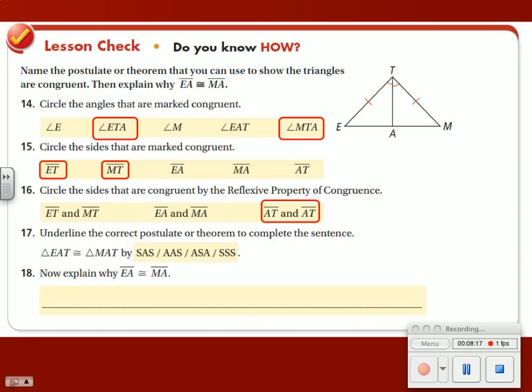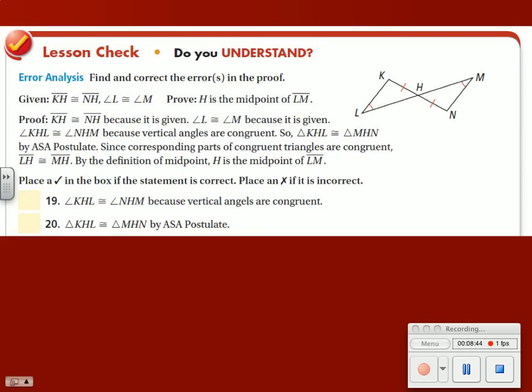By reflexive property, segment AT is congruent to itself. So we have a side, we have an angle, and a side. Therefore, we're going to prove these two triangles are congruent by side-angle-side. Now, since those two triangles are congruent, once again, corresponding parts of congruent triangles are congruent. CPCTC. Let's go to the second lesson check.